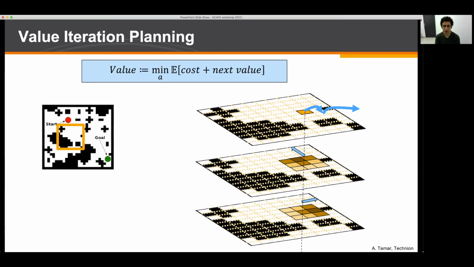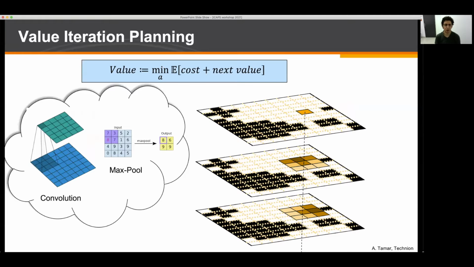Now, if you have stochastic transitions, you just need to take the expectation over the neighbors. Once we looked at this, we saw that this is actually very similar to the computation that goes on in a convolutional neural network. Think of a convolution: it takes each pixel and computes a linear combination with its neighbors, and there's some max pooling step after that.